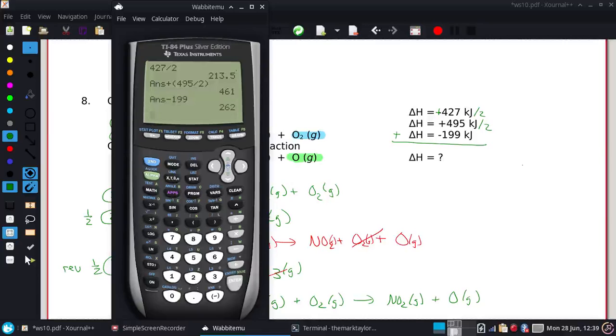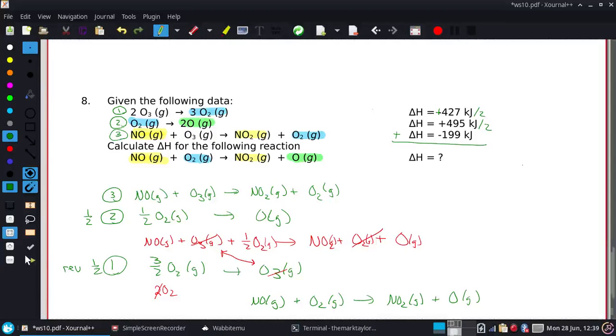And if we did all that right, if I did the math right, this new delta H is 262 kilojoules. Make sure I agree with that. Reversed it. Yeah, I like that one.